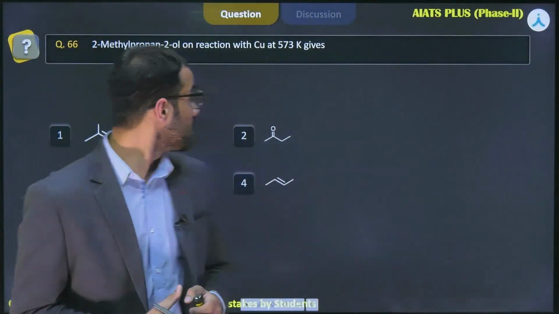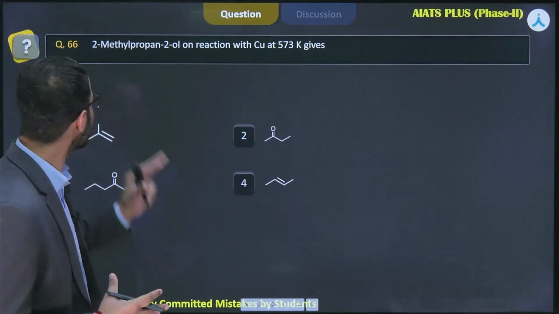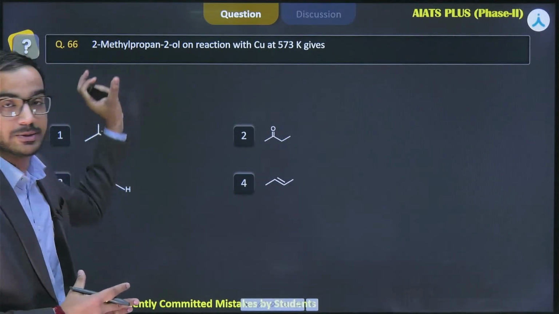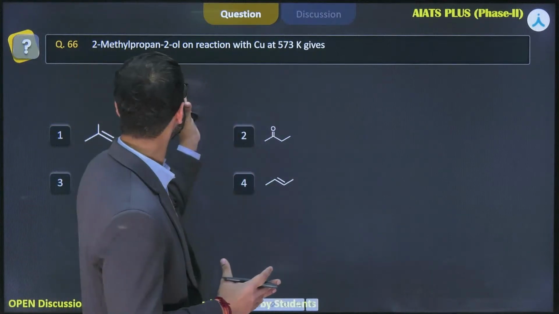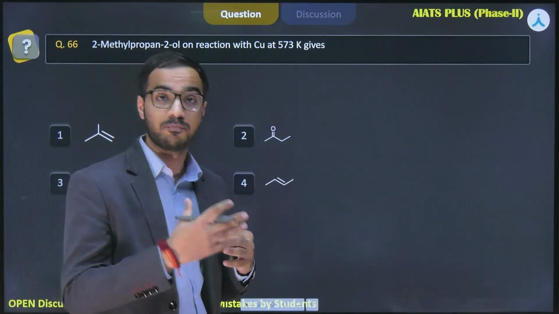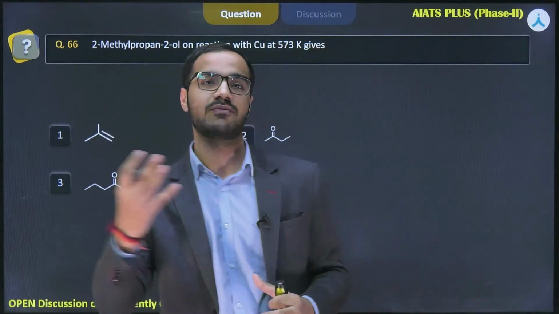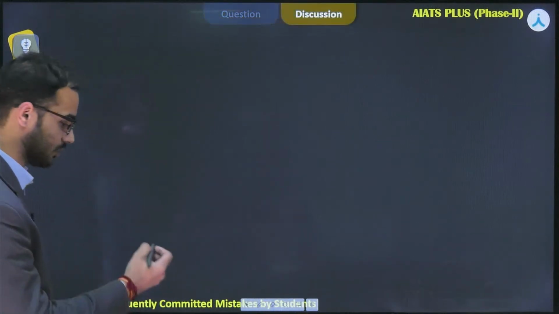In the very first question, we have question number 66. In this question, we all know that we will be given a substrate and we have to react it with copper. It means this is simply alcohol chemical properties. So let us discuss some of the basic criteria, then we will discuss the question. So let us go to the conceptual part.